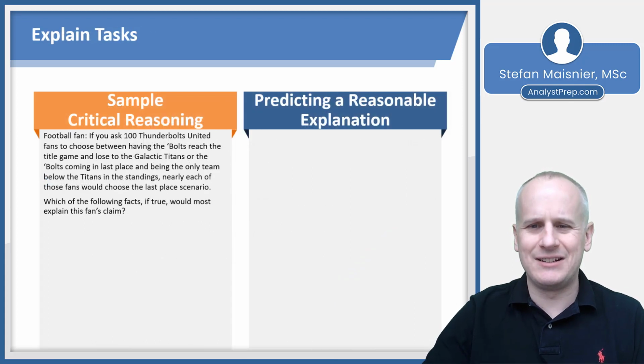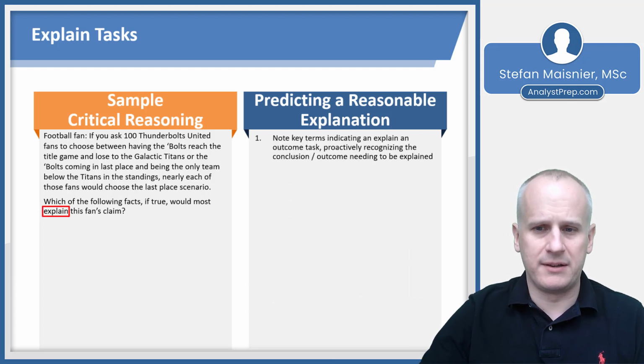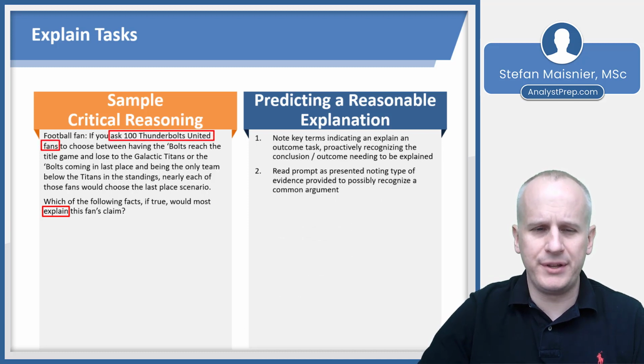So let's take a look at an example. We just have to, as it says, predict a reasonable explanation. So we read the question task first before going to the prompt. Which of the following facts, if true, would most explain this fan's claims? And we know that we've got to explain whatever the fan is saying. So we can see the term explain, so that indicates that we have an explain an outcome task. And we know that the conclusion is whatever the fan says. Then we will read the prompt.